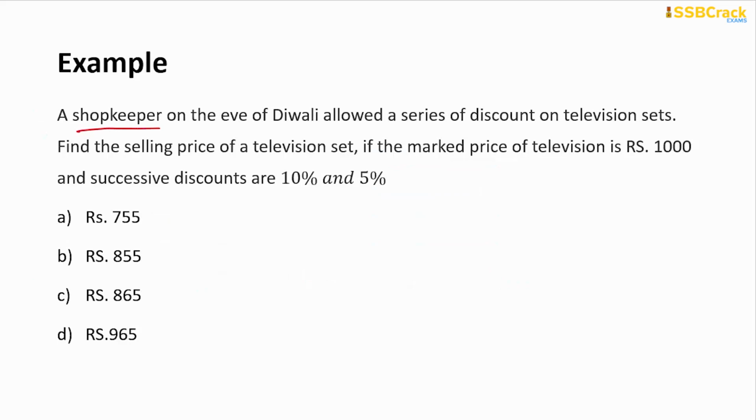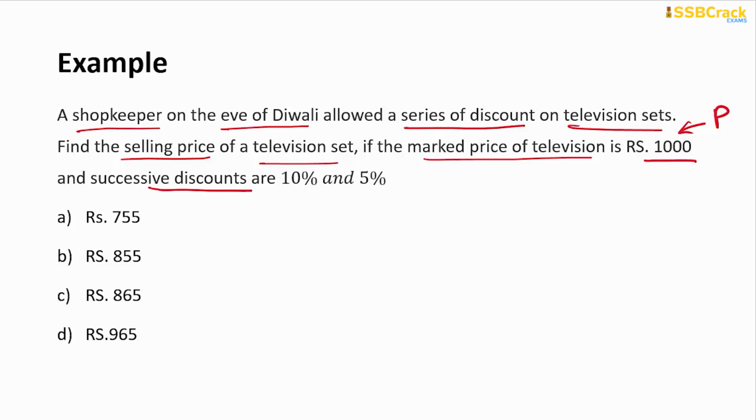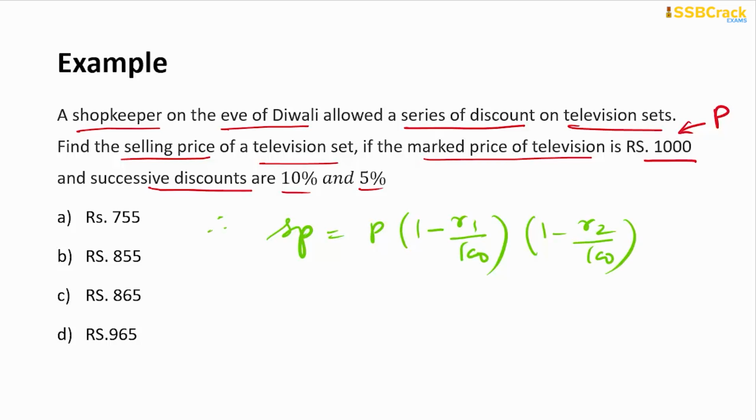A shopkeeper on the eve of Diwali allowed a series of discounts on television sets. So we shall find the selling price of a television set if the mark price of the television set is ₹1000. So this is the value P in the formula, mark price, and successive discounts are 10 and 5%. So only 2 successive discounts are allowed. So we have the equivalent formula, SP is equal to P into (1 minus R1 upon 100) into (1 minus R2 upon 100), out of which we know R1 is 10 and R2 is 5.